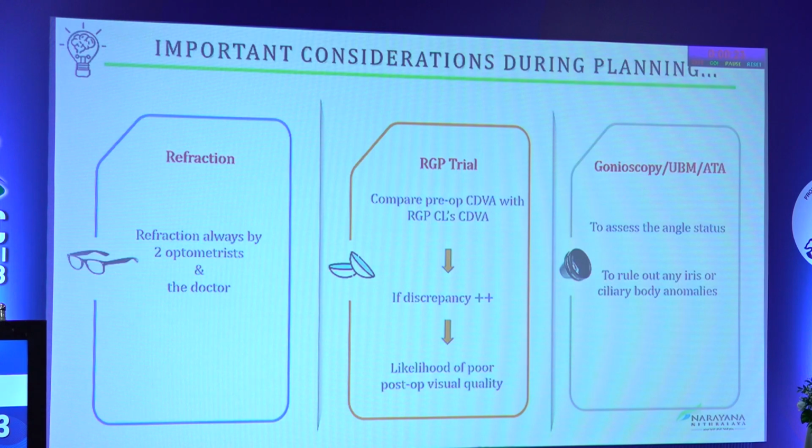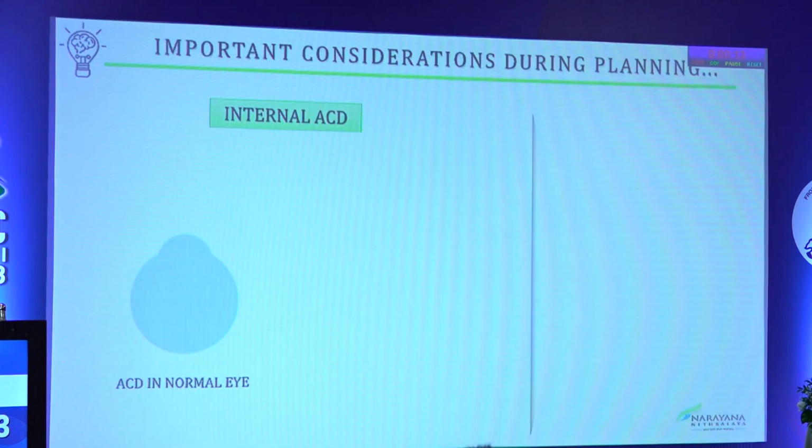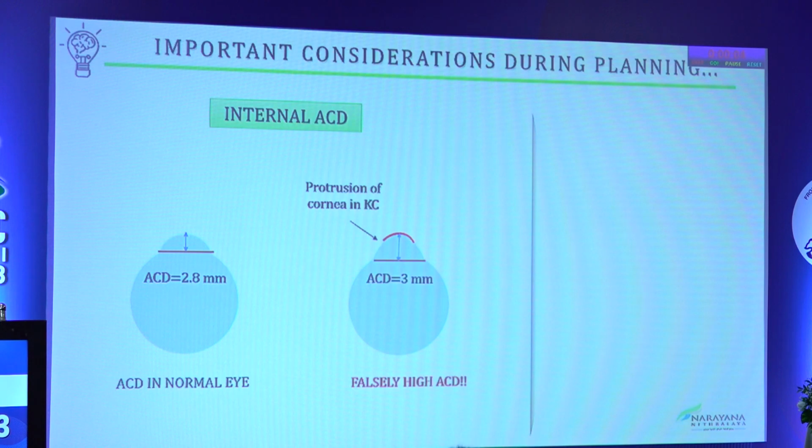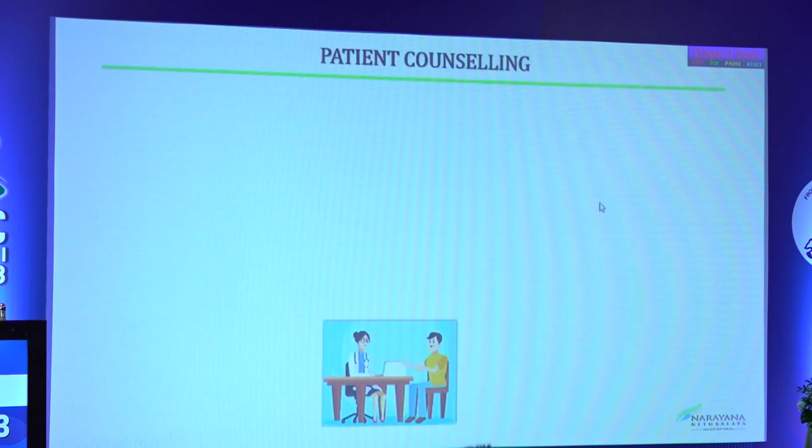UBM or a gonioscopy examination is to be done to assess the angle status or to rule out any iris or ciliary body anomalies. Another factor which is very important is the internal anterior chamber depth. We all know that in KC there is a progression, a protrusion of the central part of the cornea, so it gives a falsely high value of ACD. So in such scenarios, open angles on gonioscopy is a more important parameter to decide for ICL.